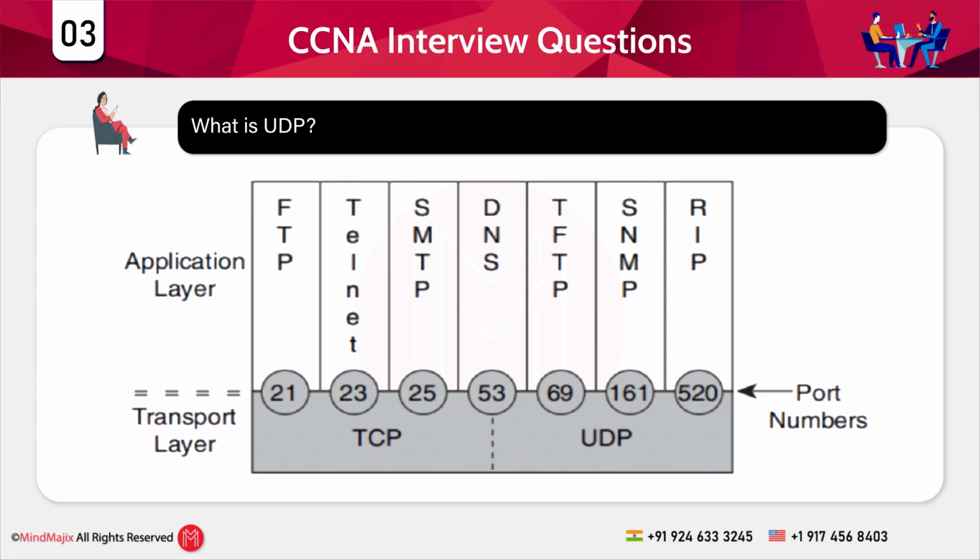So you can see these protocols like FTP, Telnet, SMTP are based on TCP, whereas TFTP, SNMP, and RIP are based on UDP.